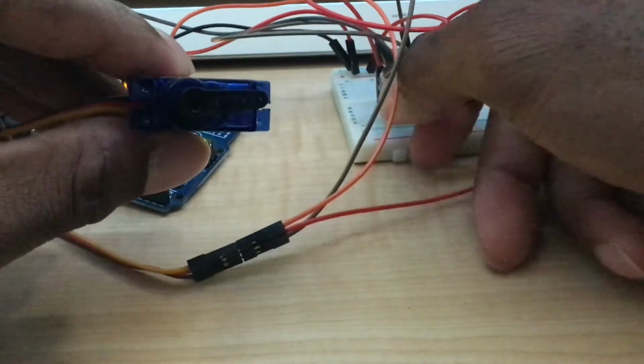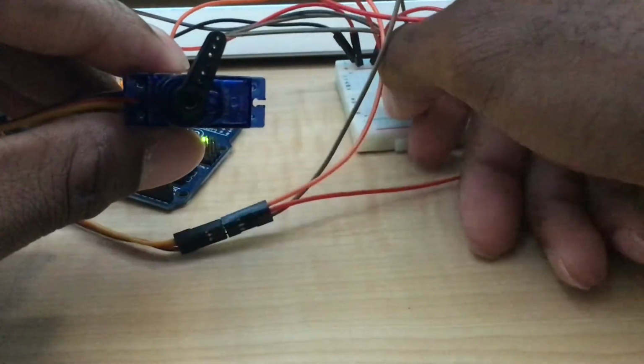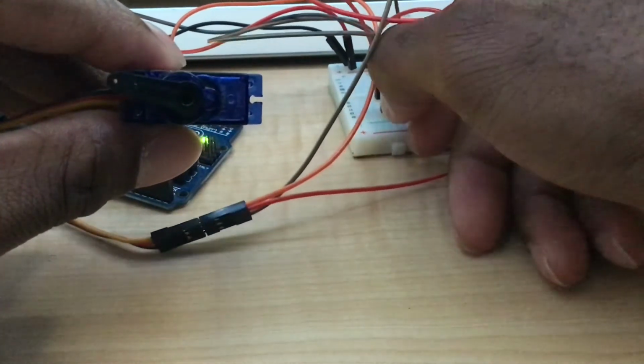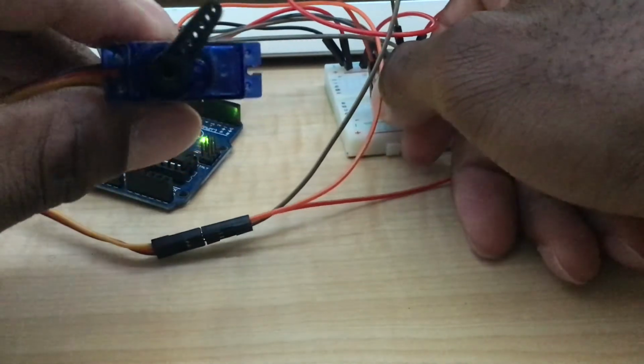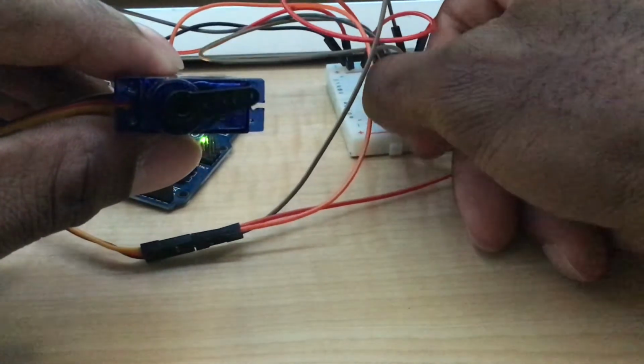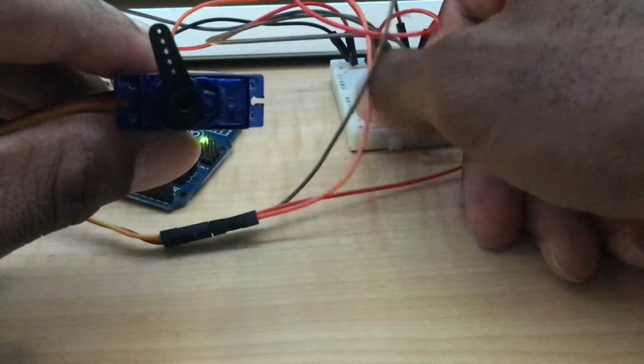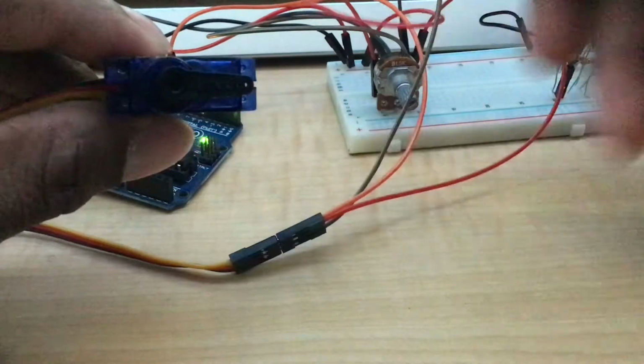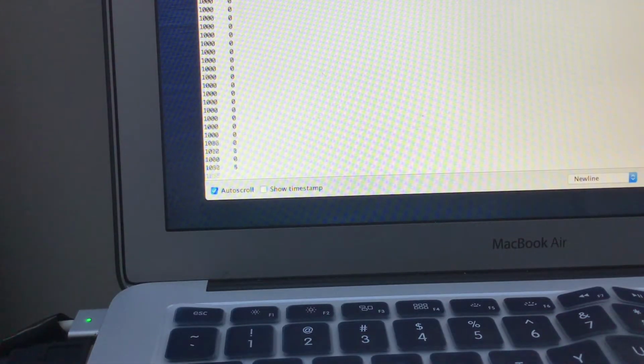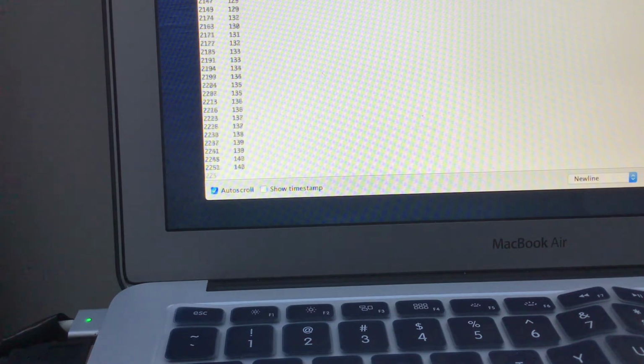After running the code, here we see the servo motor moving back and forth from 0 to 180 degrees based on the potentiometer input. We also see the T control being outputted to the screen along with the corresponding angle.